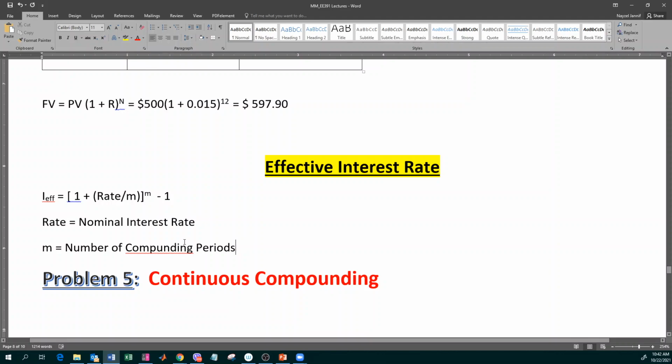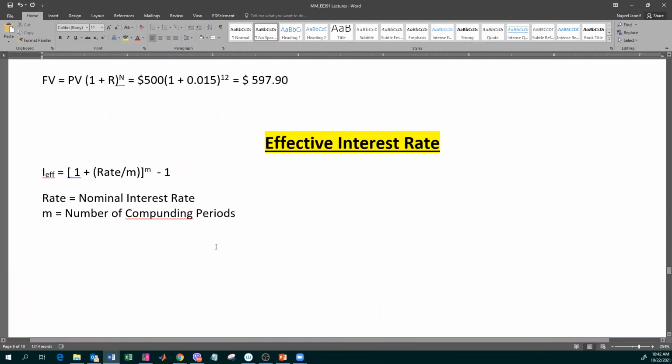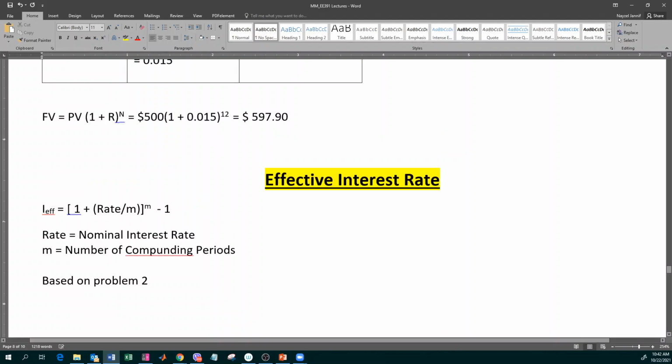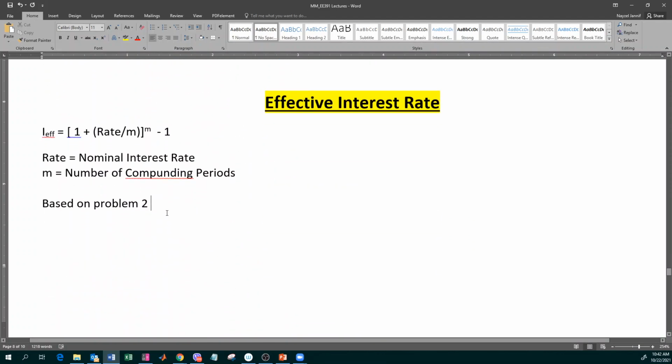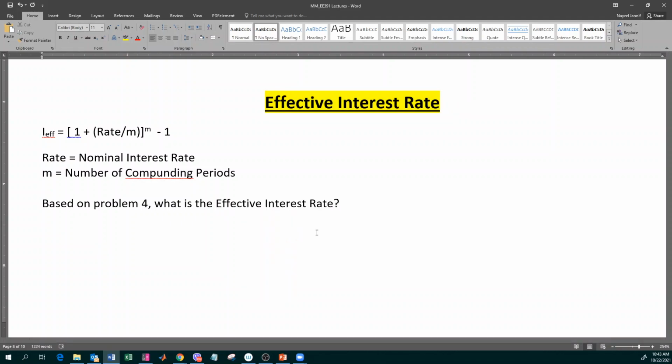So therefore, based on the example, based on problem 2, problem number, what number was this, guys? Problem 4. Problem 4. What is the effective interest rate? Can somebody calculate that for me?